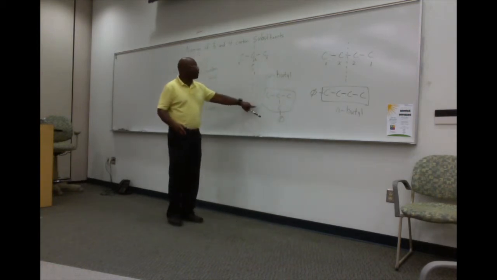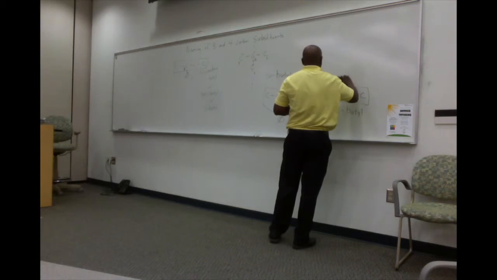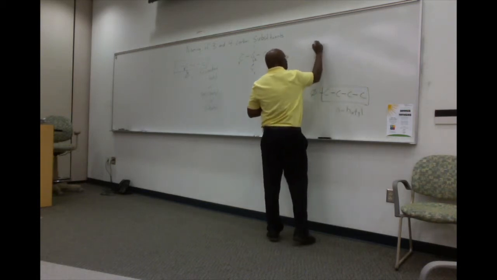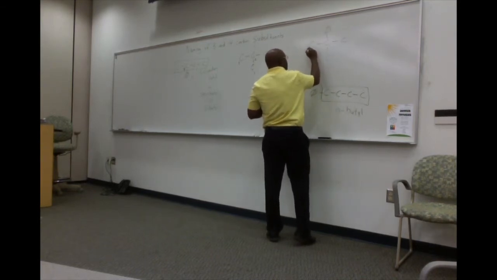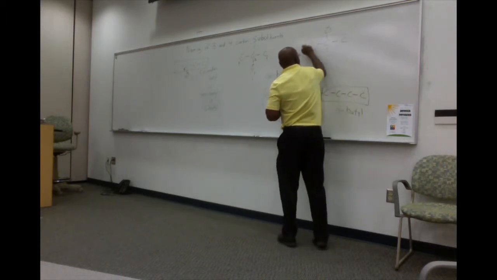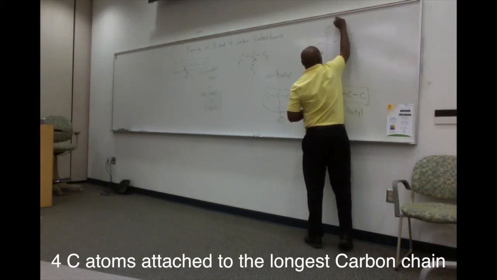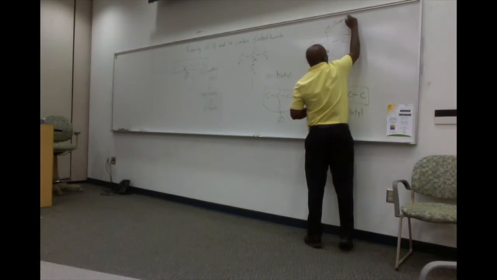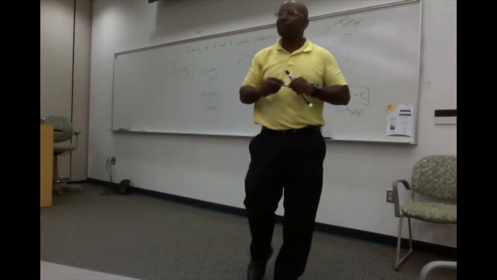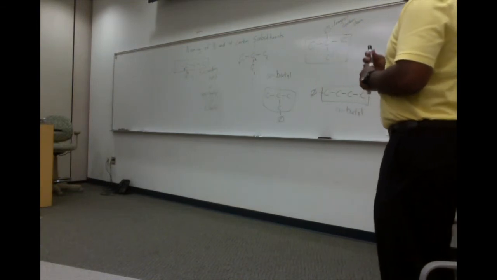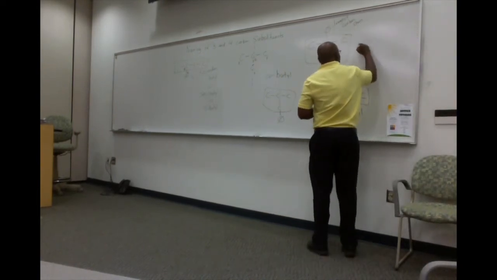So here, in this chain, I'm attached to carbon number one. Next, I'm going to attach to carbon number two. And then there are four carbon atoms attached to my longest carbon chain. Write it again: longest carbon chain. This molecule has four carbon atoms, which is still considered to be butyl. This is still a butyl.